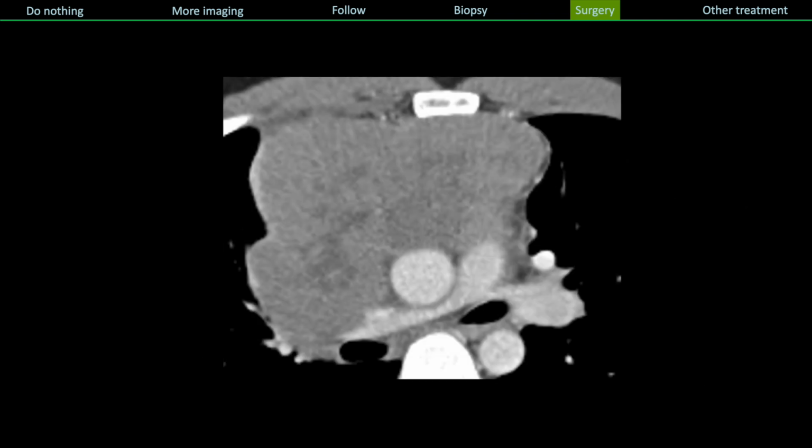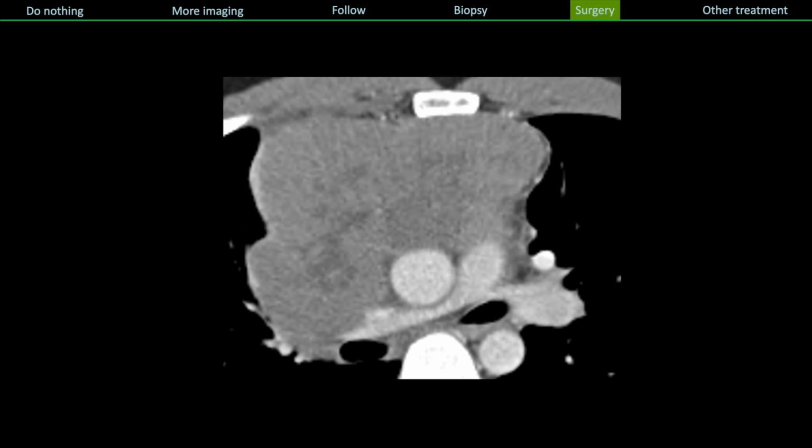Now, not all germ cell tumors are teratomas. This is a patient who has a big lobular mass in the anterior mediastinum. It's mostly soft tissue, a small amount of fluid, with kind of an intermediate level of enhancement. This is a decent look for a seminoma, okay? And that's what it turned out to be. It turned out to be a seminoma on biopsy. So just another type of germ cell tumor.